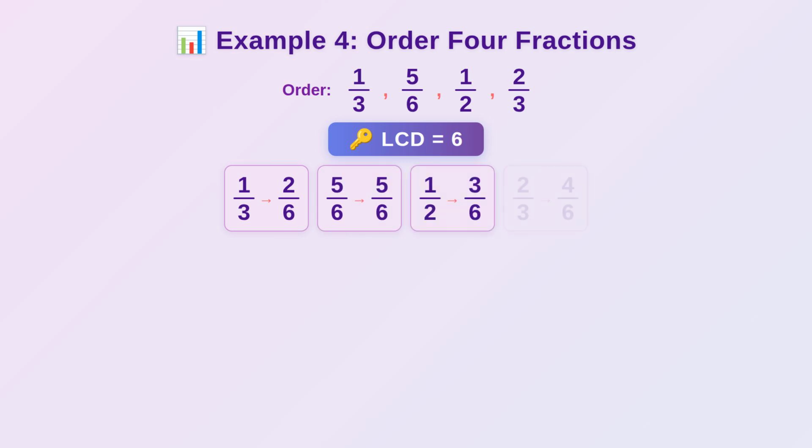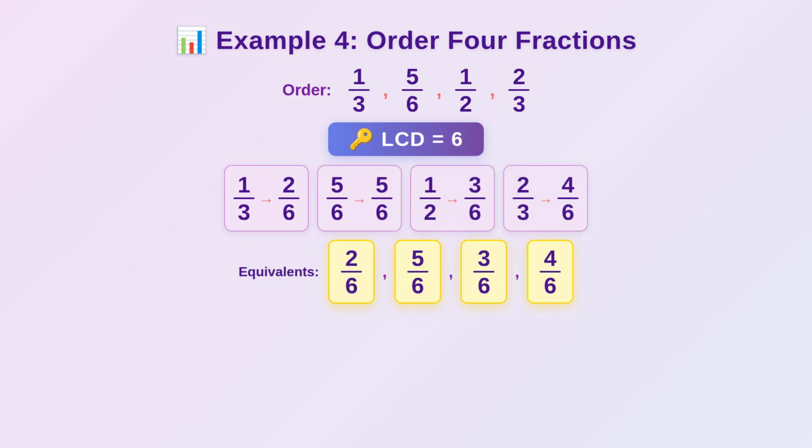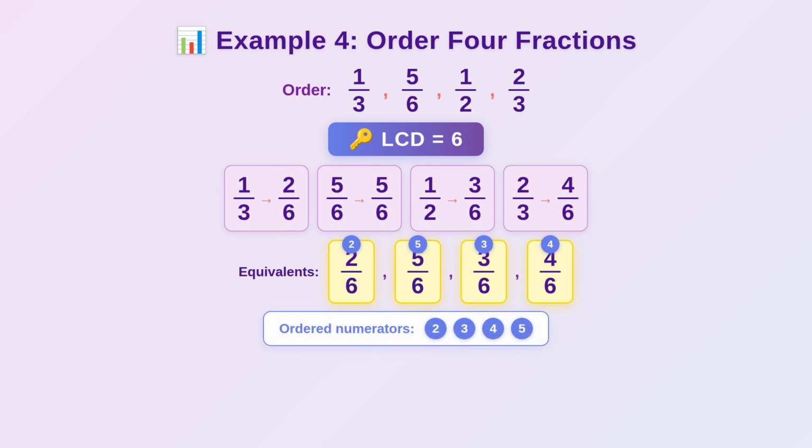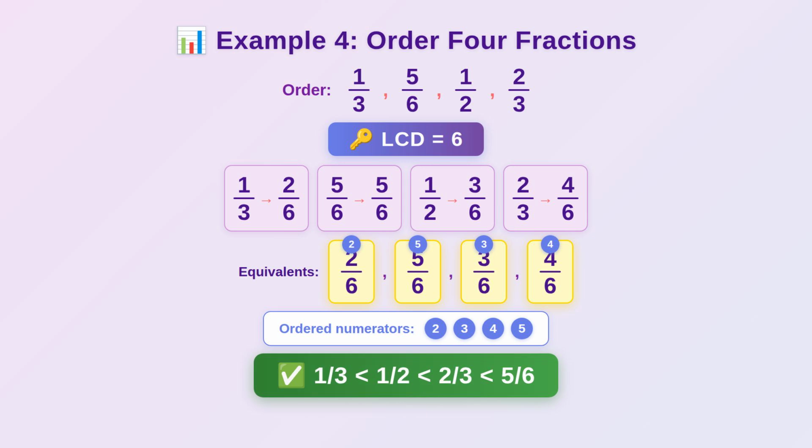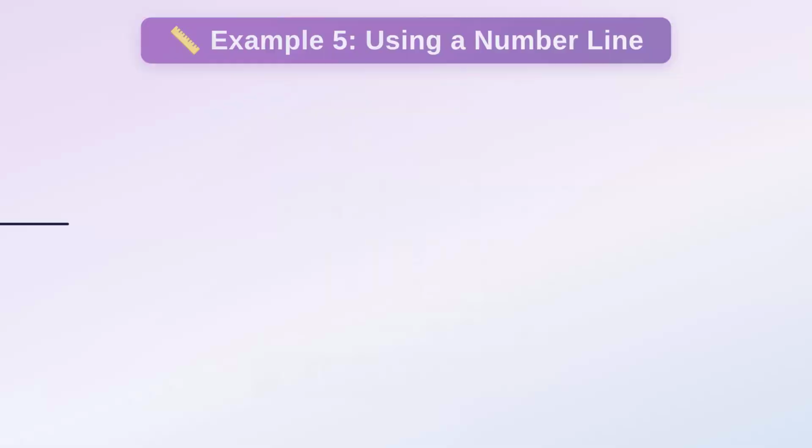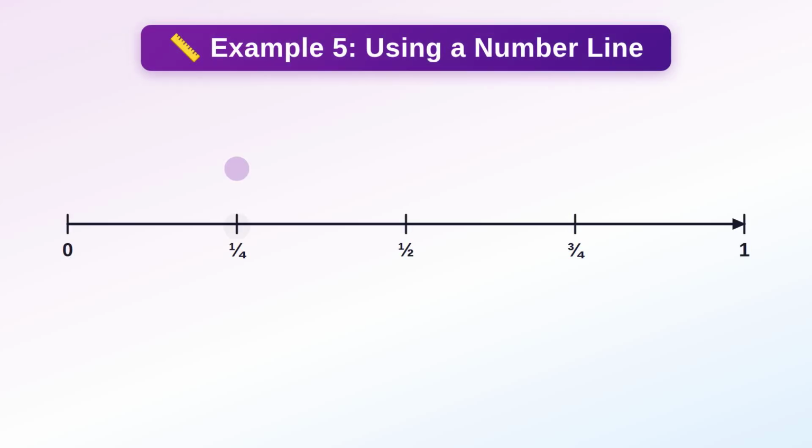Let's order 4 fractions from least to greatest. 1/3, 5/6, 1/2, and 2/3. The LCD of 3, 6, 2, and 3 is 6. Converting each, 1/3 becomes 2/6. 5/6 stays as 5/6. 1/2 becomes 3/6. And 2/3 becomes 4/6. Now we have 2/6, 5/6, 3/6, and 4/6. Compare numerators, 2, 5, 3, 4. Ordering from least to greatest, 2, 3, 4, 5. So our final order is 1/3, 1/2, 2/3, 5/6.